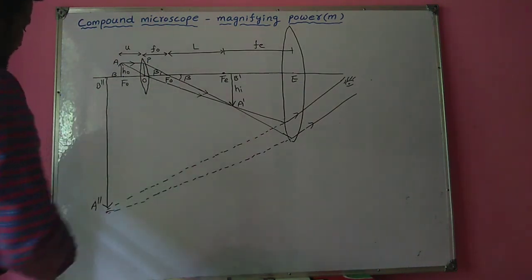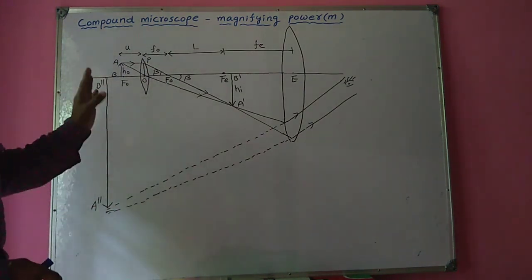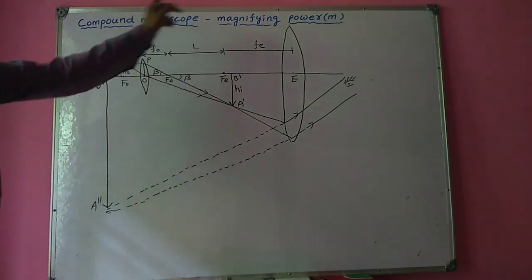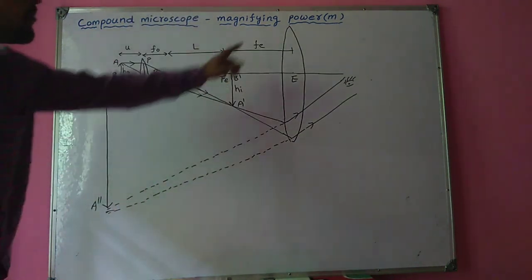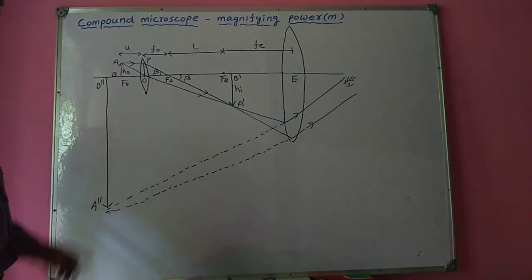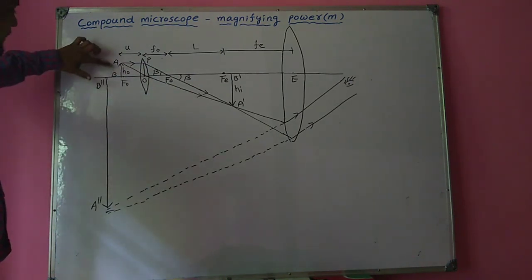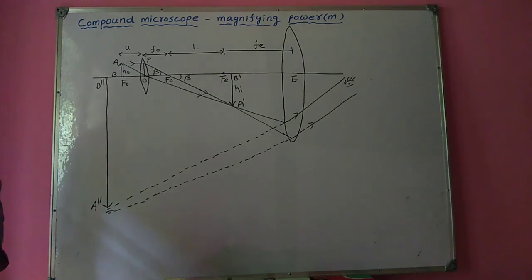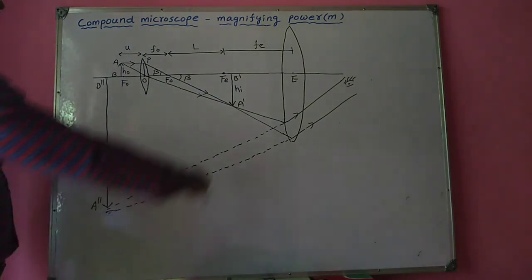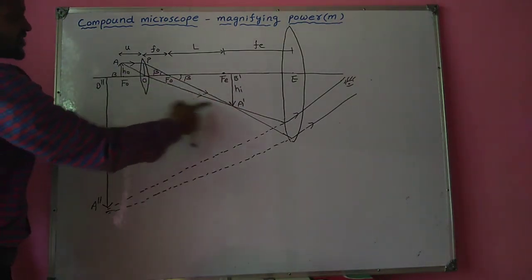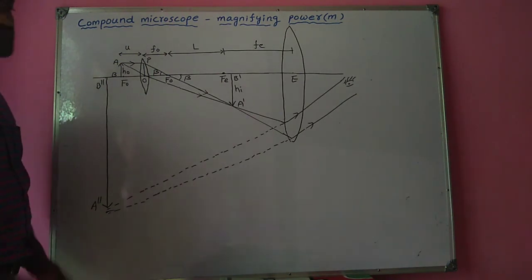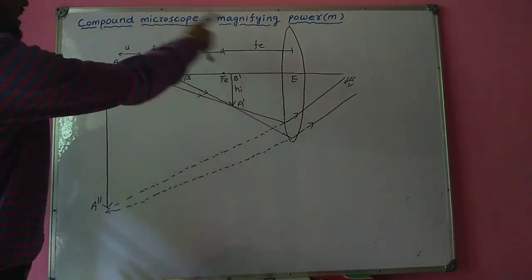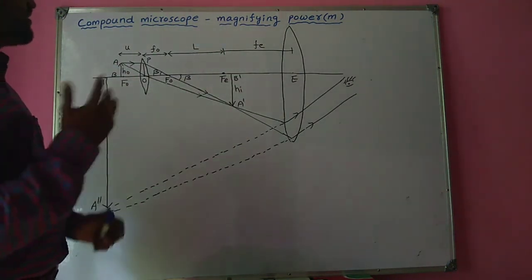Now this A double dash B double dash is the final image formed by the combination. That means it is the final image formed by this eyepiece. Now the object is AB and the final image is A double dash B double dash. The height of the object is HO. The height of the image formed by this object is HI. Now this is the ray diagram for image formation in this compound microscope.